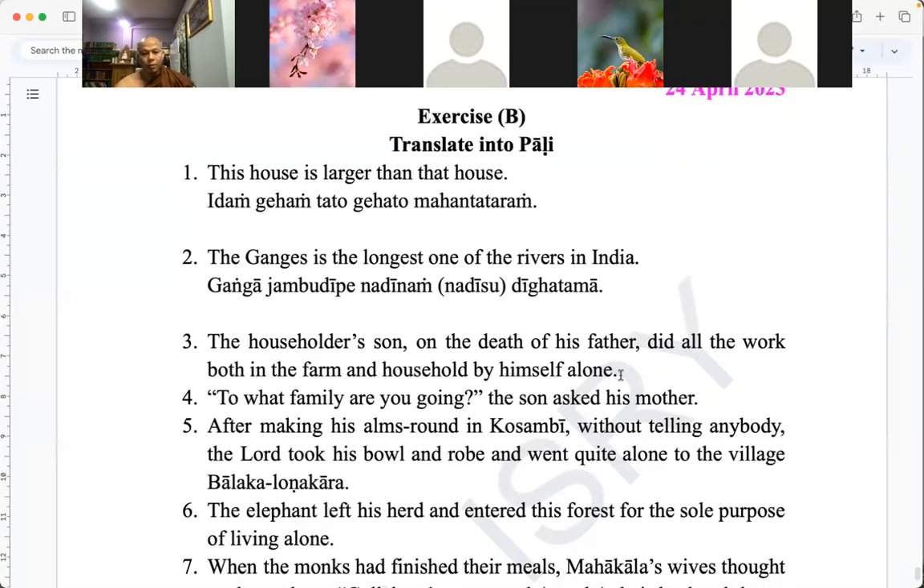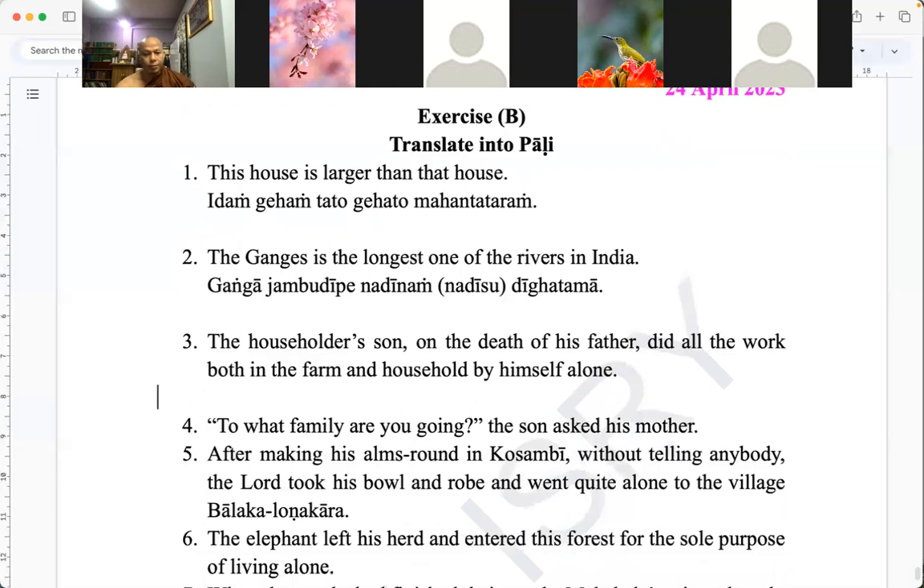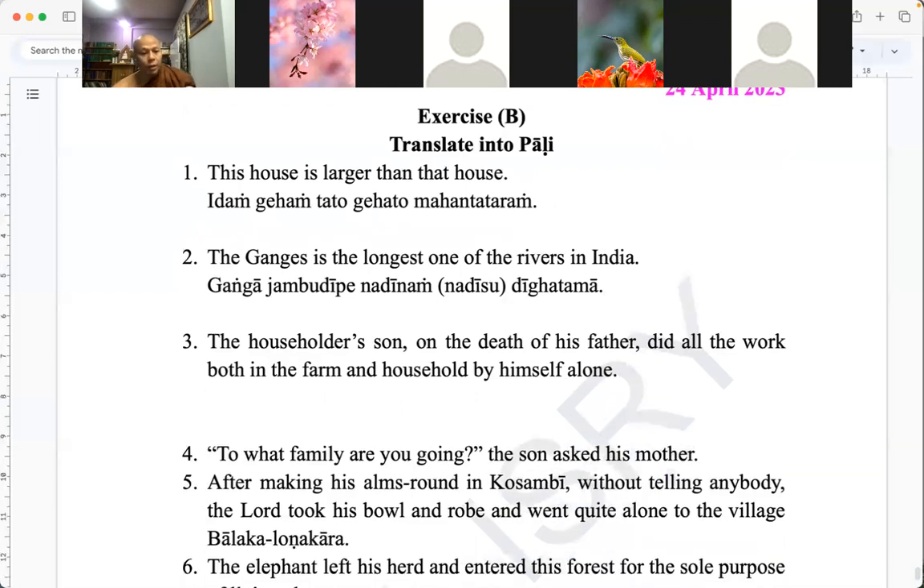Okay, now number three. The householder sends. Gahapati, and then the subject did all the work. So the householder is the subject that did all the work.